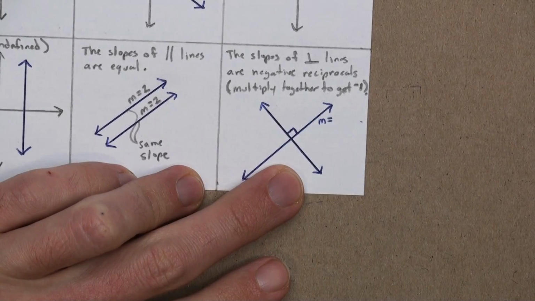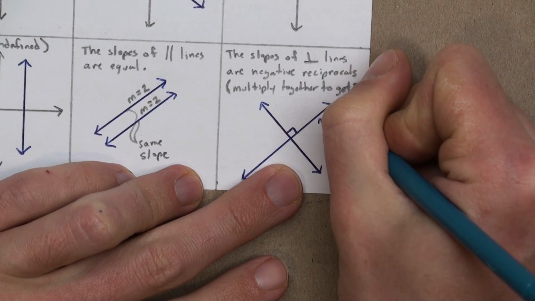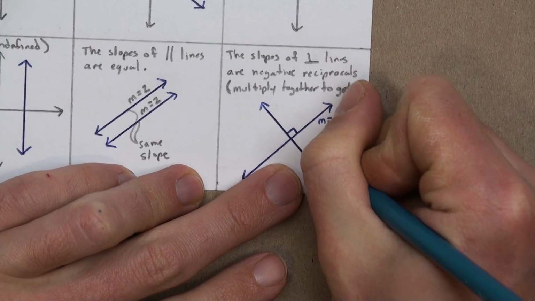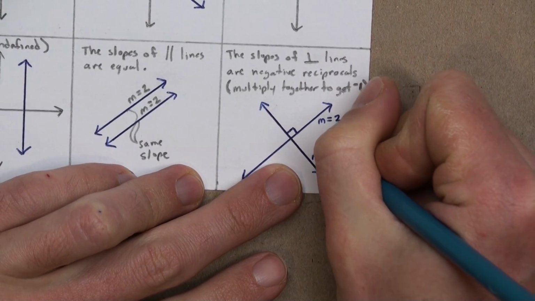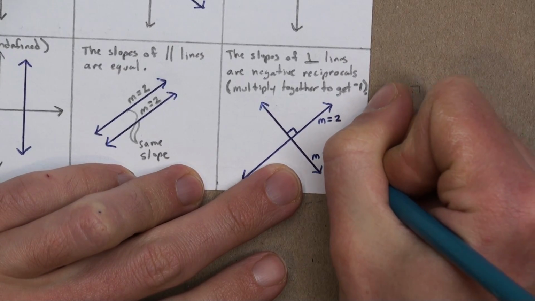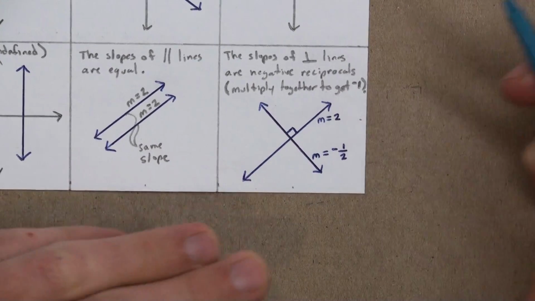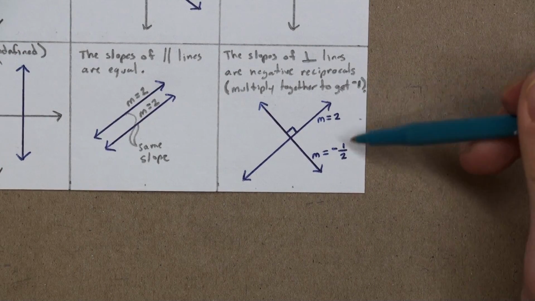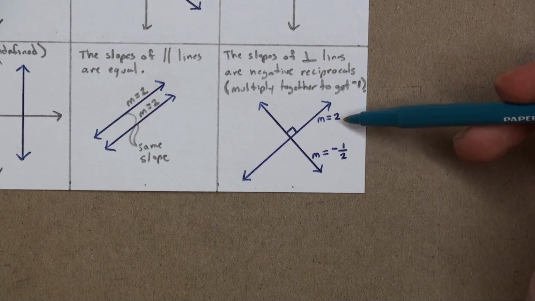So, for example, this slope could be 2, and then this one would have to be -1/2. And the reason is because those two numbers multiply to give me -1, and they're negative reciprocals, right?